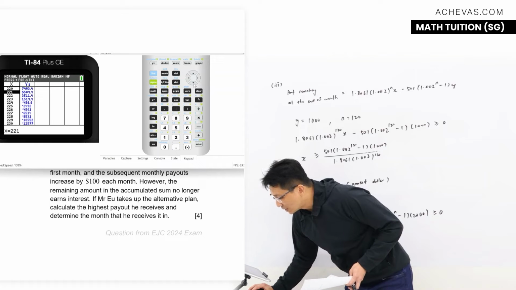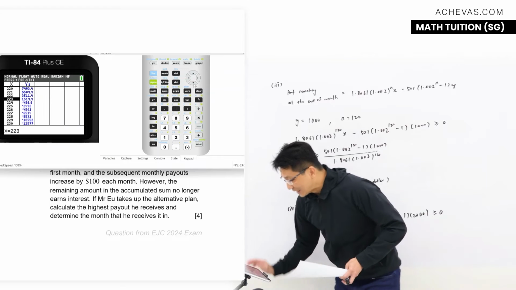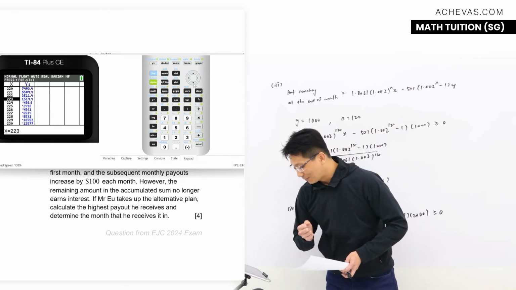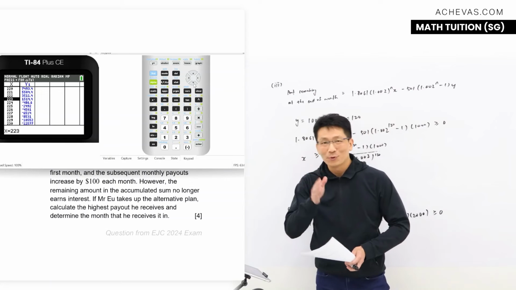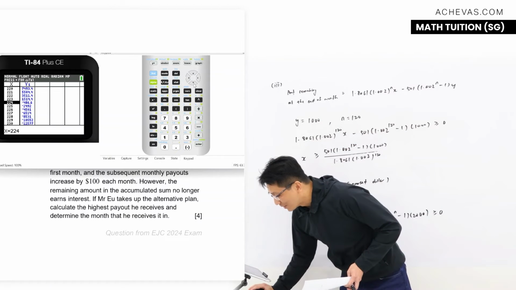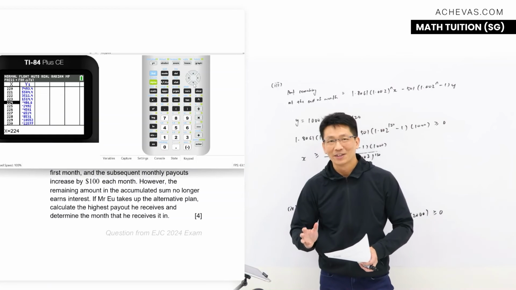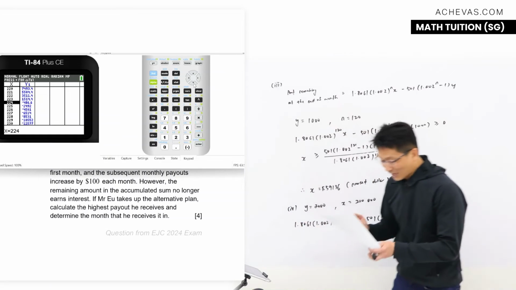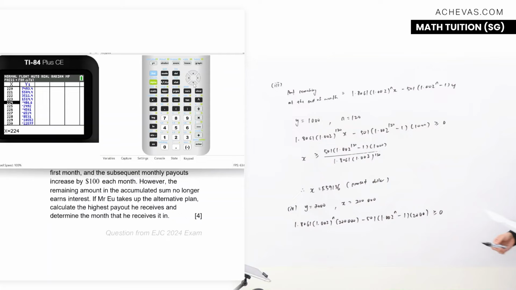All right, so now we can see that as we go down, I think the last month that he will be able to receive the payout is the 223rd month, because by the next 224th month, it already turned into negative. So this is not what I want. So I know the answer will be 223 months.